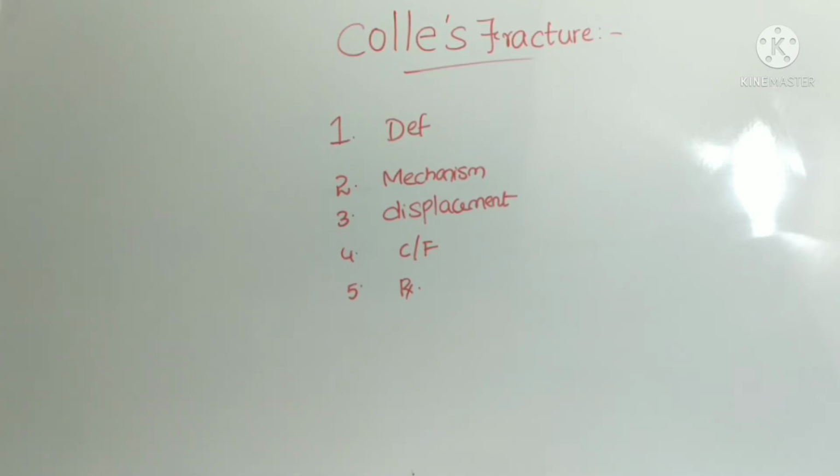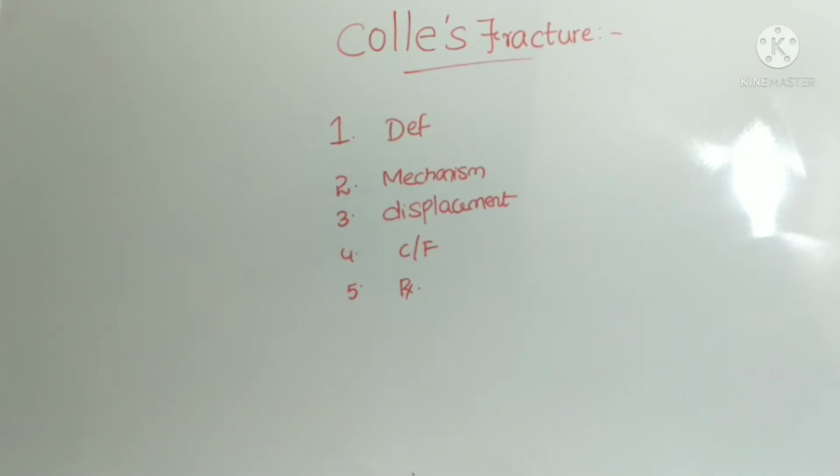Firstly, if it is asked in the examination, you have to cover the definition. You have to write what is COLLE'S FRACTURE. Next, what is the mechanism of this COLLE'S FRACTURE? Later on, what are the displacements noticed in this particular fracture? Next, what are the clinical features noticed in this kind of fracture? And finally, treatment. What treatment will you prescribe for this type of fracture? Okay, now moving into our video.